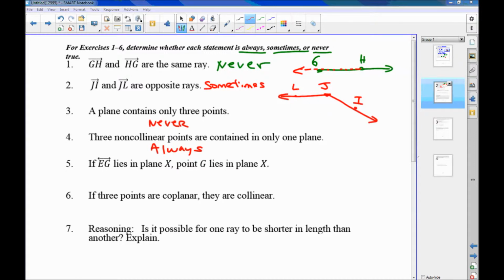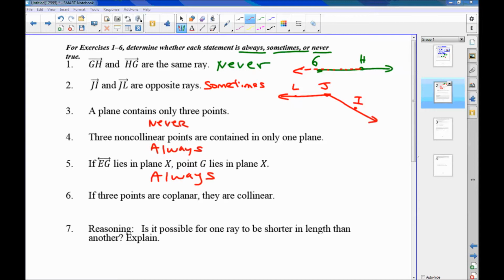Okay. If line EG lies in plane X, and G lies in plane, then point G lies in plane X. Okay, so EG is in the plane. Okay, then is G in the plane? And this is going to always be true.